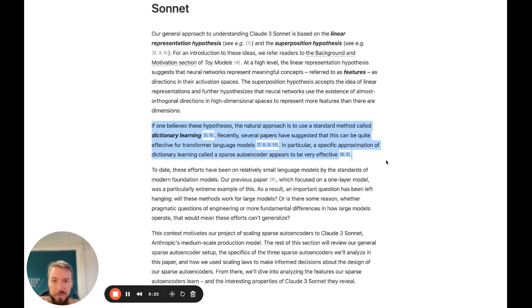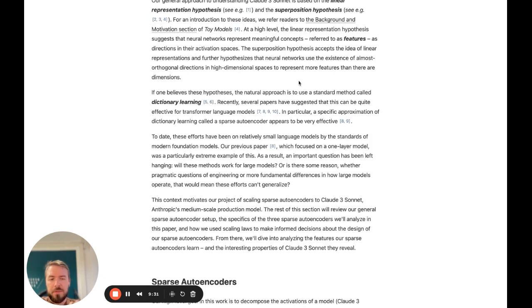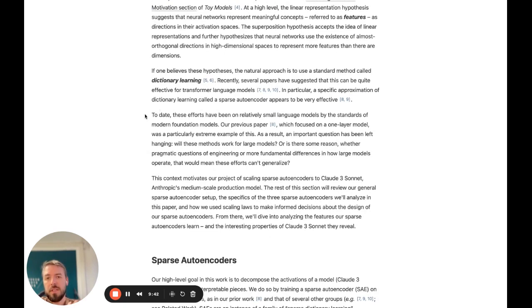If one believes these hypotheses, the natural approach is to use a standard method called dictionary learning. Recently, several papers have suggested that this can be quite effective for transformer language models. In particular, a specific approximation of dictionary learning called a sparse autoencoder appears to be very effective. To date, these efforts have been on relatively small language models by the standard of modern foundation models.